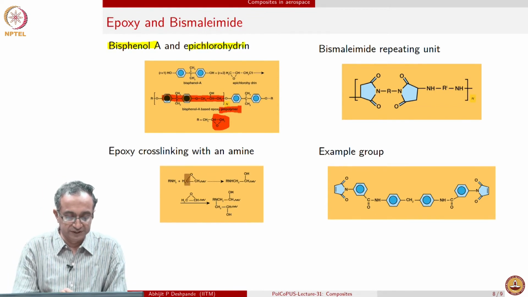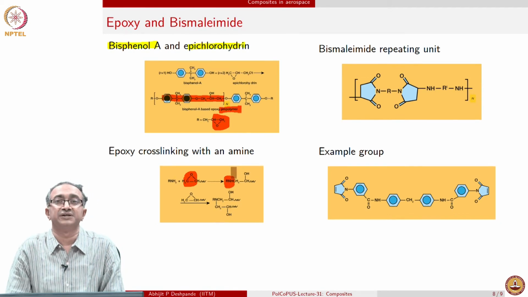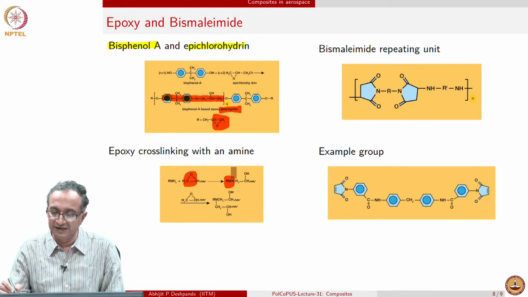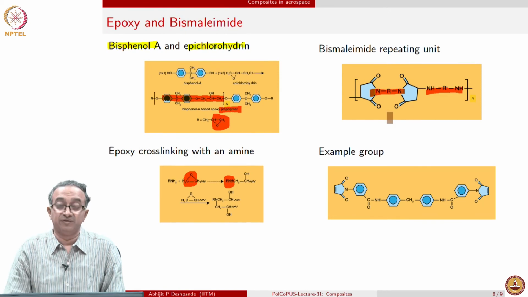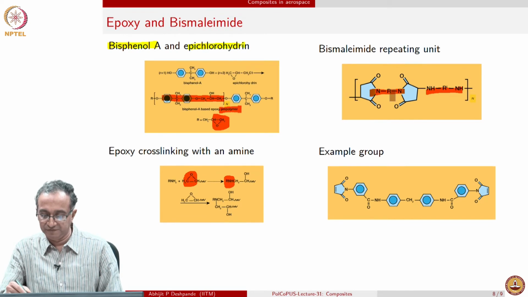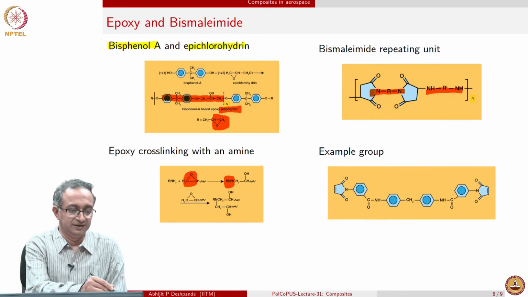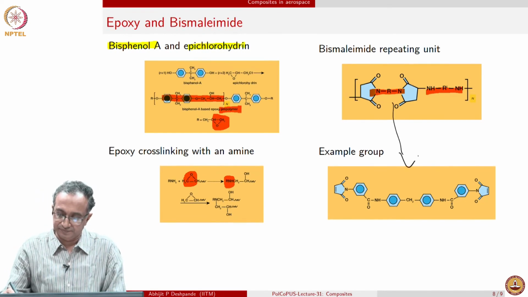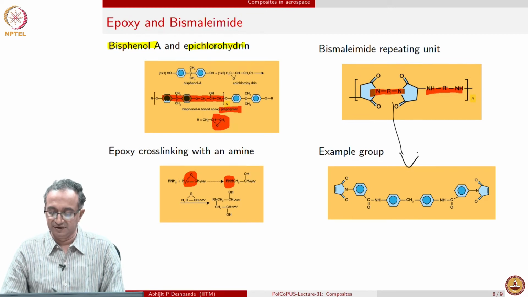And so, this epoxide group interacts with an amine, which is an important type of hardener or crosslinker that is used. Bismaleimide, on the other hand, has bulky groups present in it, and one example group you can see here is these benzyl groups which are part of the backbone chain.